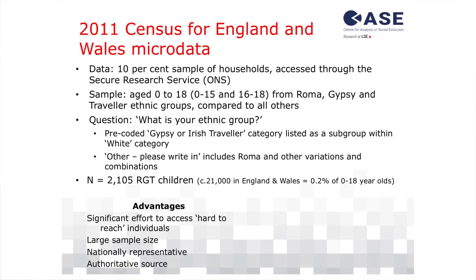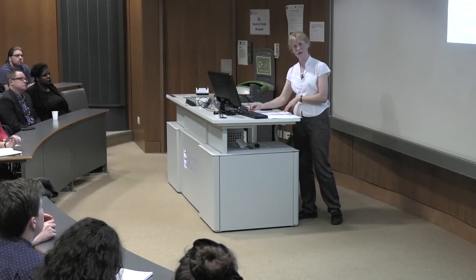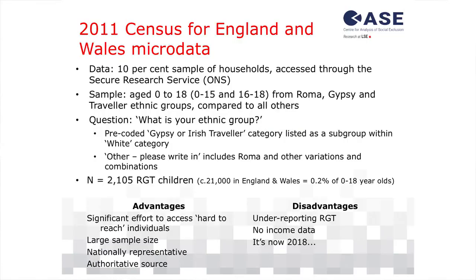It also, of course, gives us a large sample size. So even 10% of the sample, 10% of the census, still gives us very large numbers to work with. It's nationally representative and it's an authoritative source, which matters in terms of the sorts of advocacy that one can achieve on the back of it. It's not going to be dismissed on the grounds of poor data quality by government officials in the same way that more community-based data collection exercises often are.